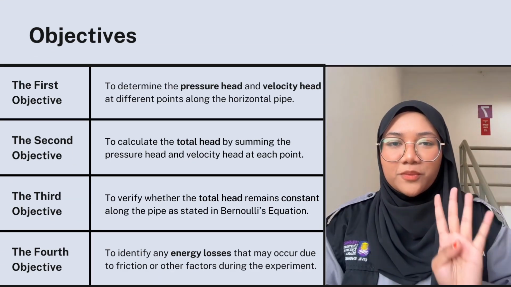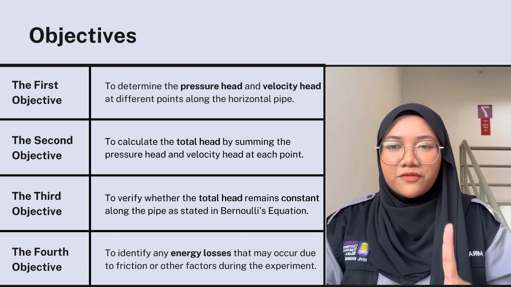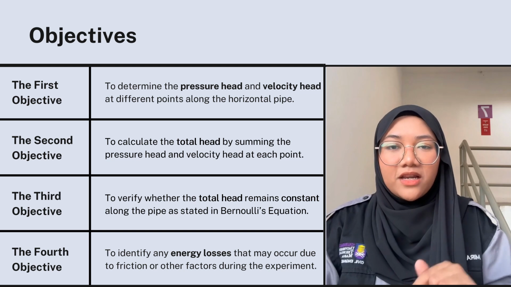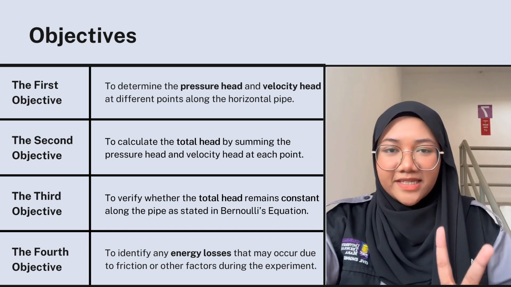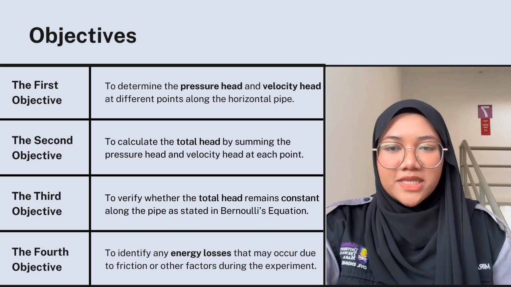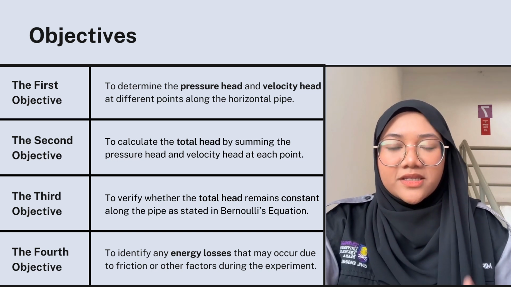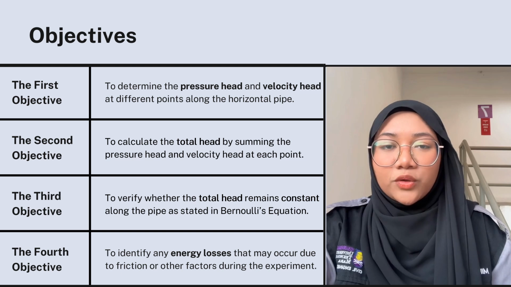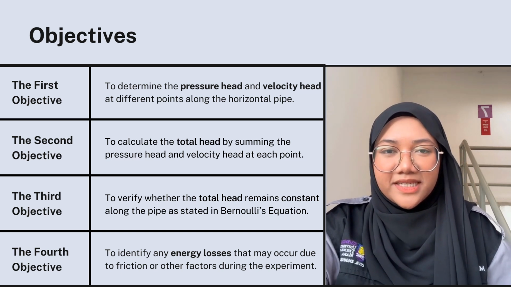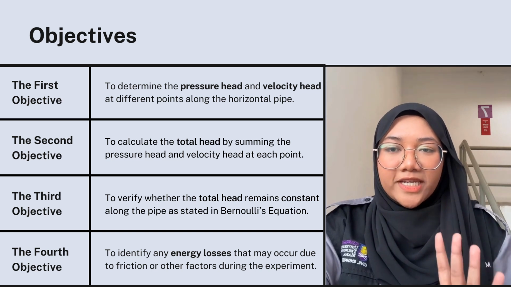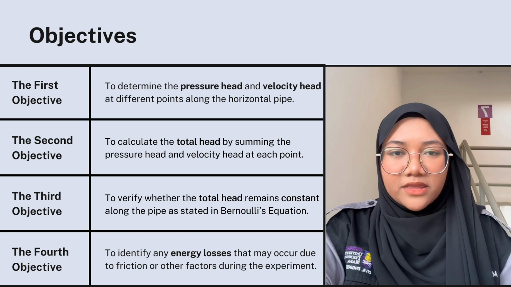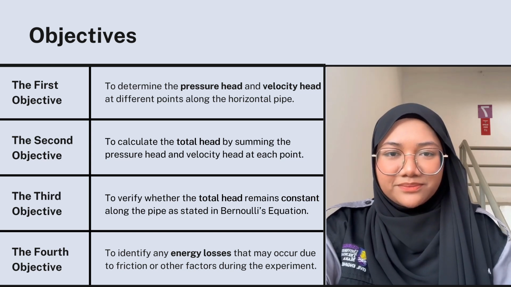Next, we have four objectives for this experiment. First, to determine the pressure head and velocity head at different points along the horizontal pipe. Second, to calculate the total head by summing the pressure head and velocity head at each point. Third, to verify whether the total head remains constant along the pipe, as stated in Bernoulli's equation. Fourth, to identify any energy losses that may occur due to friction or other factors during the experiment.